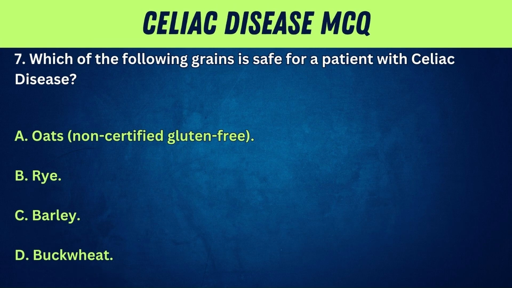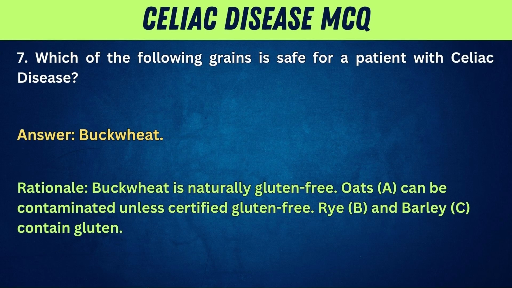7. Which of the following grains is safe for a patient with celiac disease? A. Oats, non-certified gluten-free. B. Rye. C. Barley. D. Buckwheat. Answer: buckwheat. Rationale: buckwheat is naturally gluten-free. Oats, A, can be contaminated unless certified gluten-free. Rye, B, and barley, C, contain gluten.